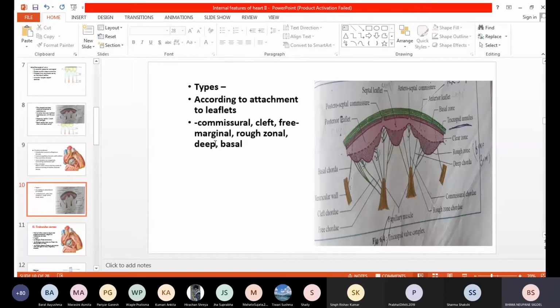Chordae tendineae function, the function of the true chordae tendineae. This much if you remember, that is sufficient.